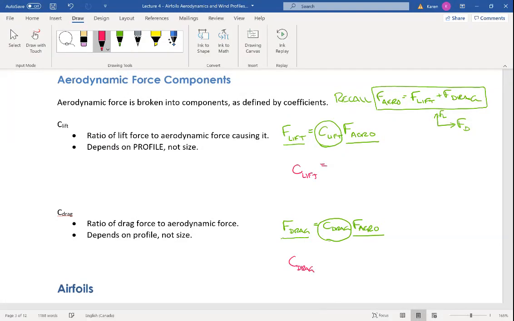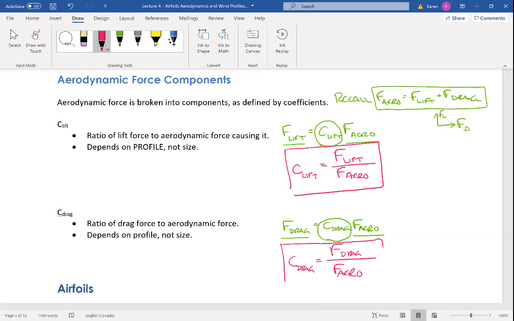So coefficient of lift, therefore, is the lift force over the total force, which is called aerodynamic force. And coefficient of drag, then, is the drag force over the total force. So those are the coefficients of lift and drag. And again, what they do is they explicitly define how much of the aerodynamic force goes to lift or to drag.